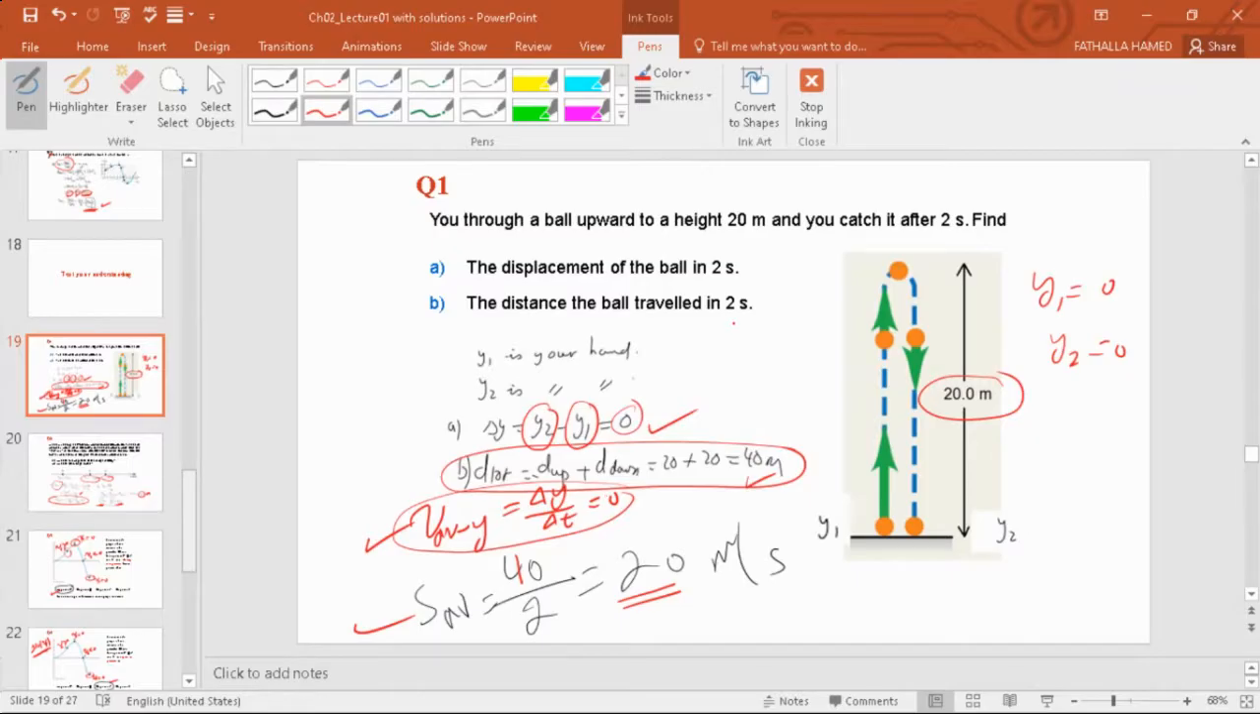But if you look at your total distance traveled, you went up 20 and you came back 20, so your total distance is equal to 40 meters. And your average speed will equal 40 over 2, which is 20 meters per second. So you can see that your average velocity is 0, but your average speed is 20 meters per second. And we differentiated between displacement and distance here.